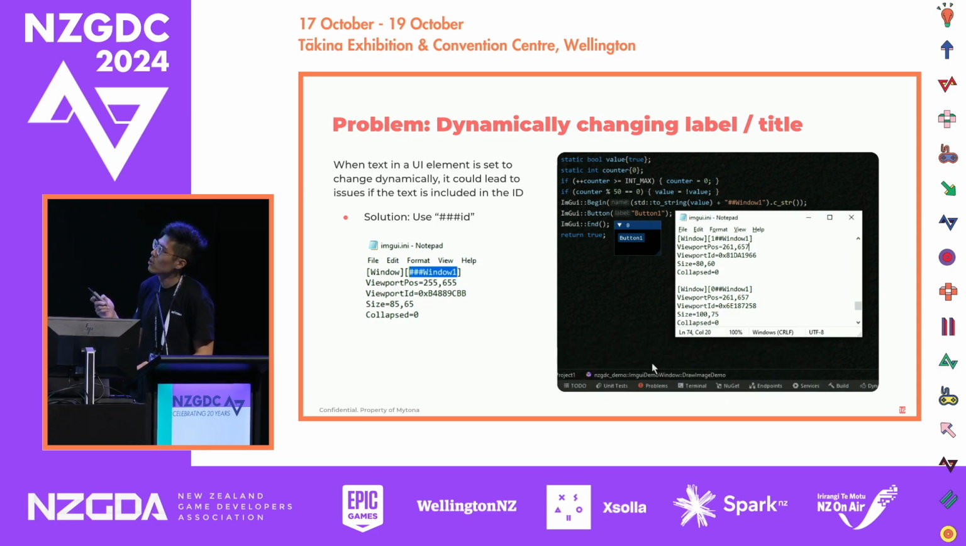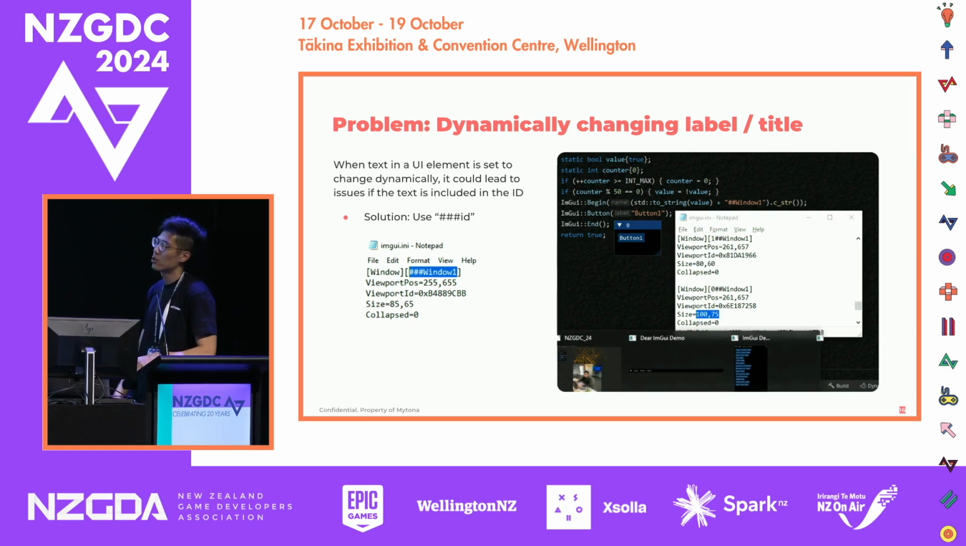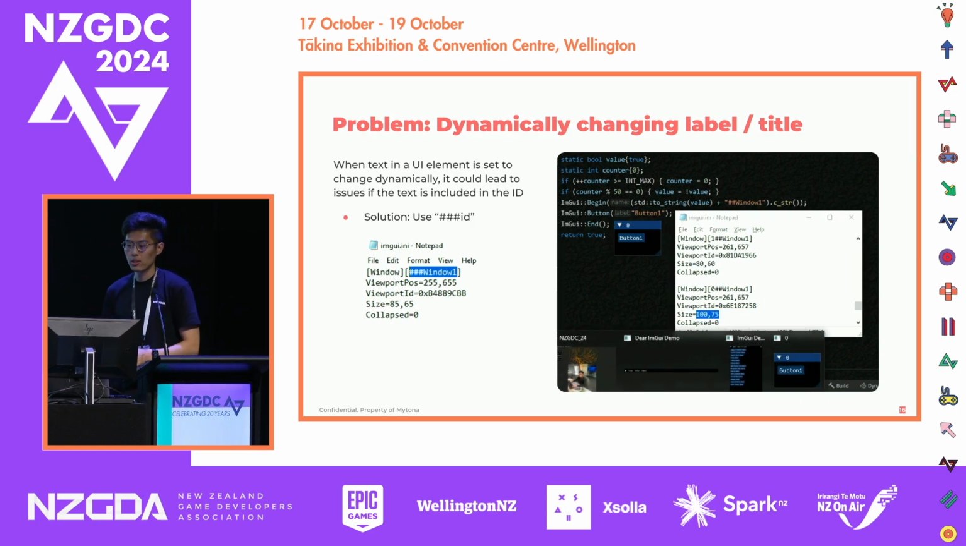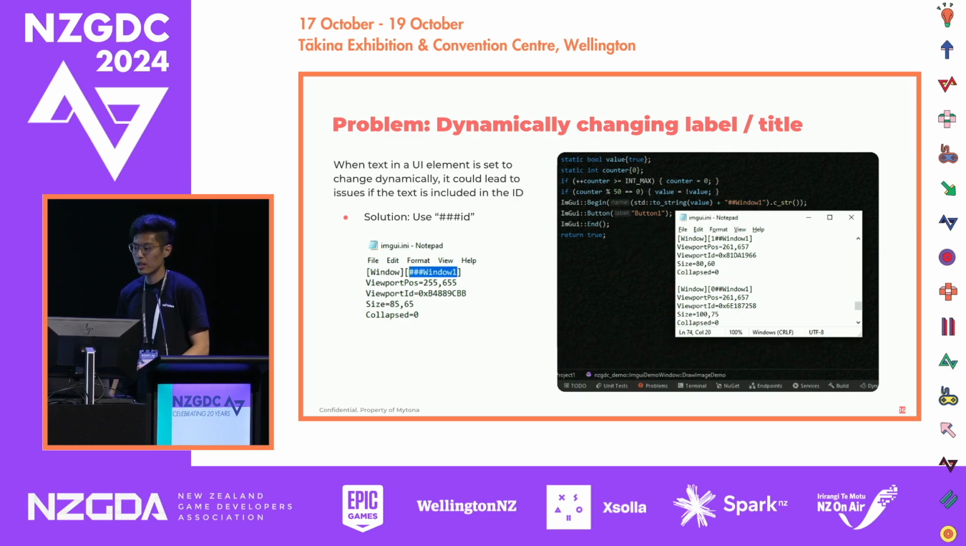So to fix this, you can use the three hashes to regulate the ID. So whatever is changed on the window title will always have the same ID.